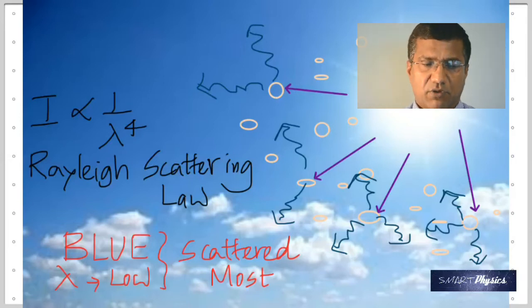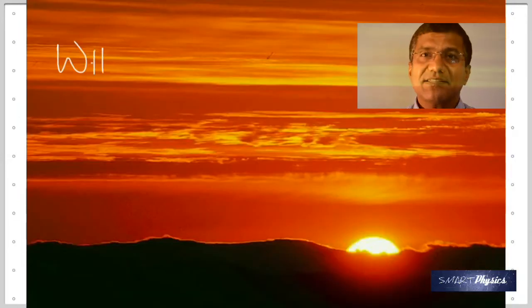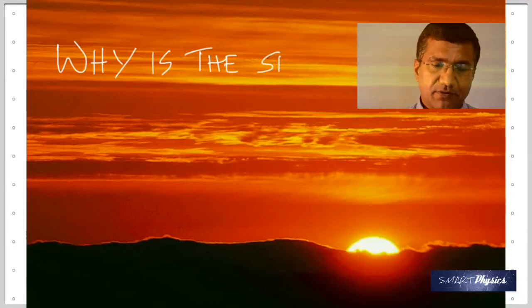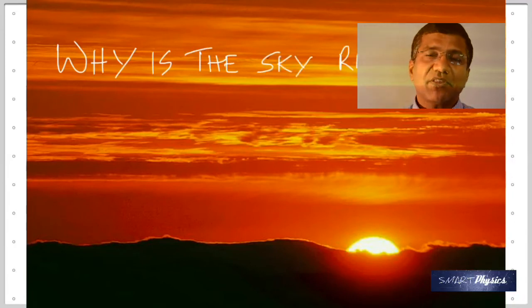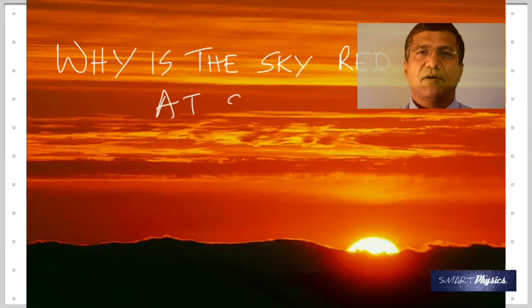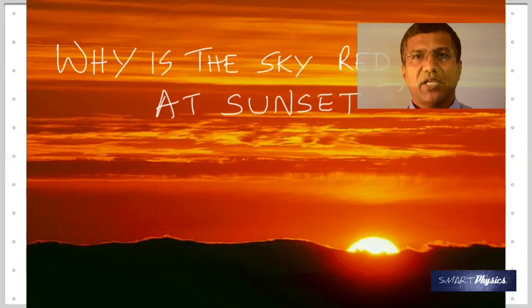But what happens at sunrise and sunset? Why is the sky red during sunset? Let's find out. Now remember that at sunset, the distance of the sun from where you are located on the earth is really much higher than during other times because it's sunset. In a few minutes, maybe you're not going to see the sun.